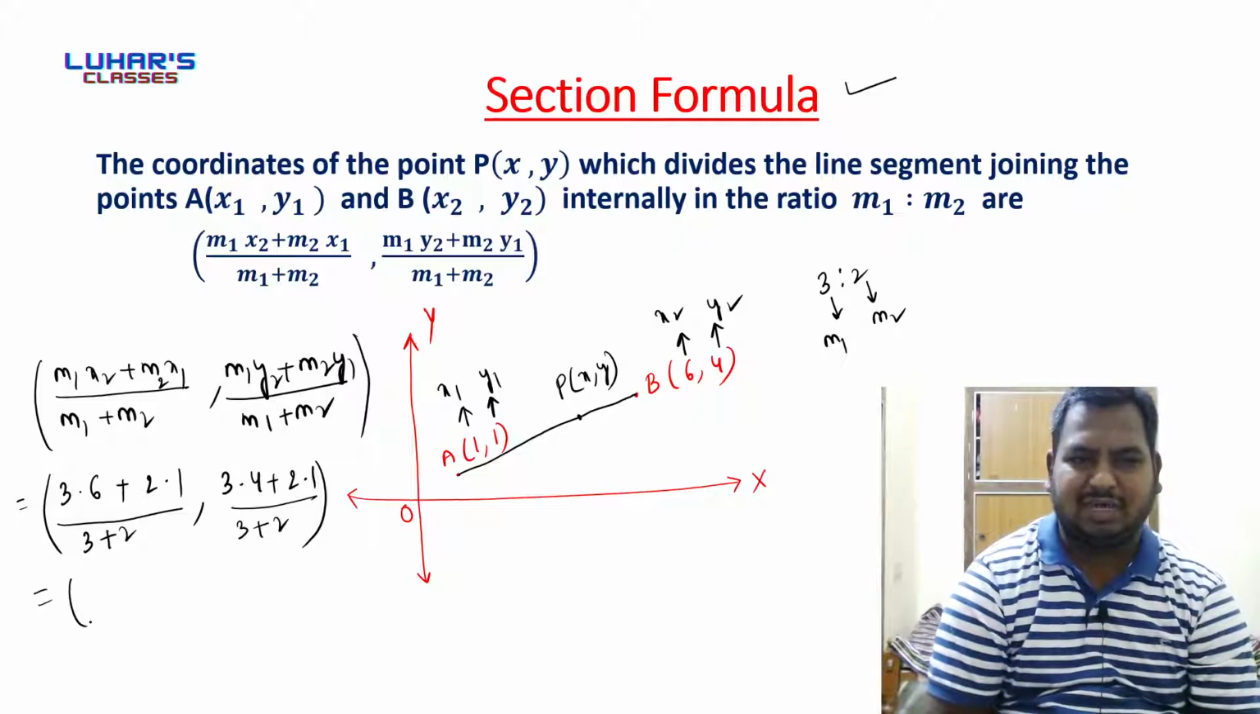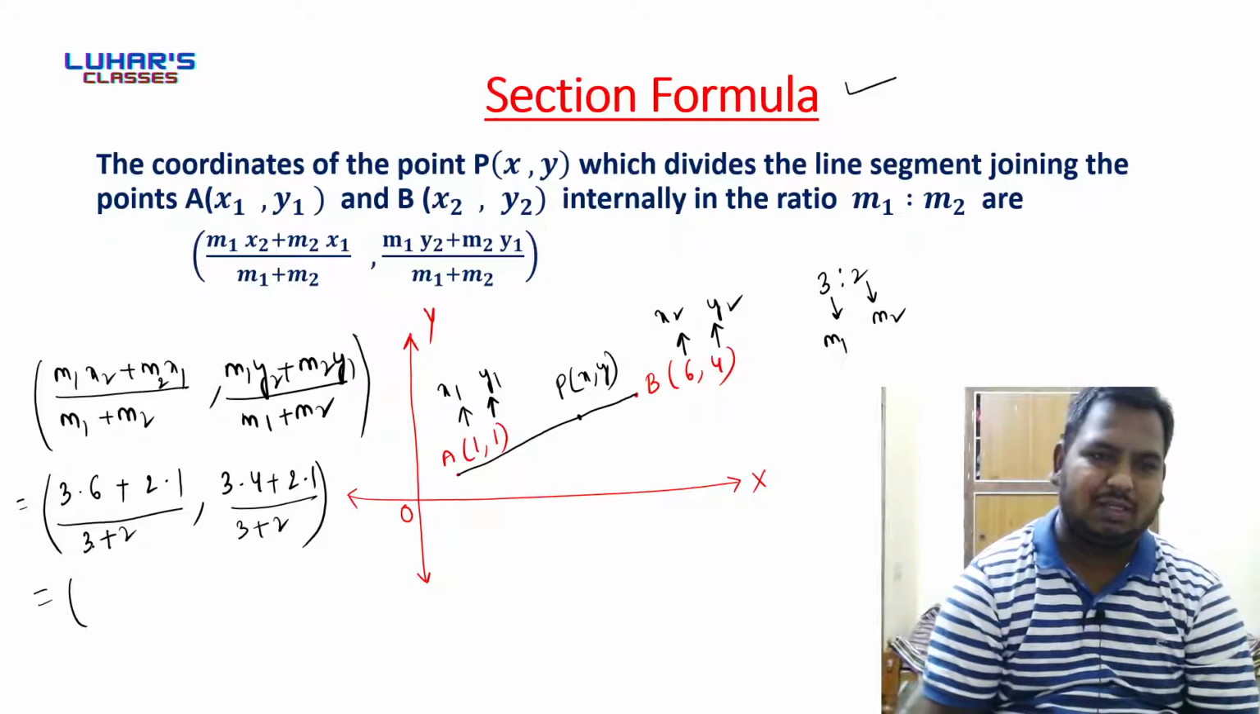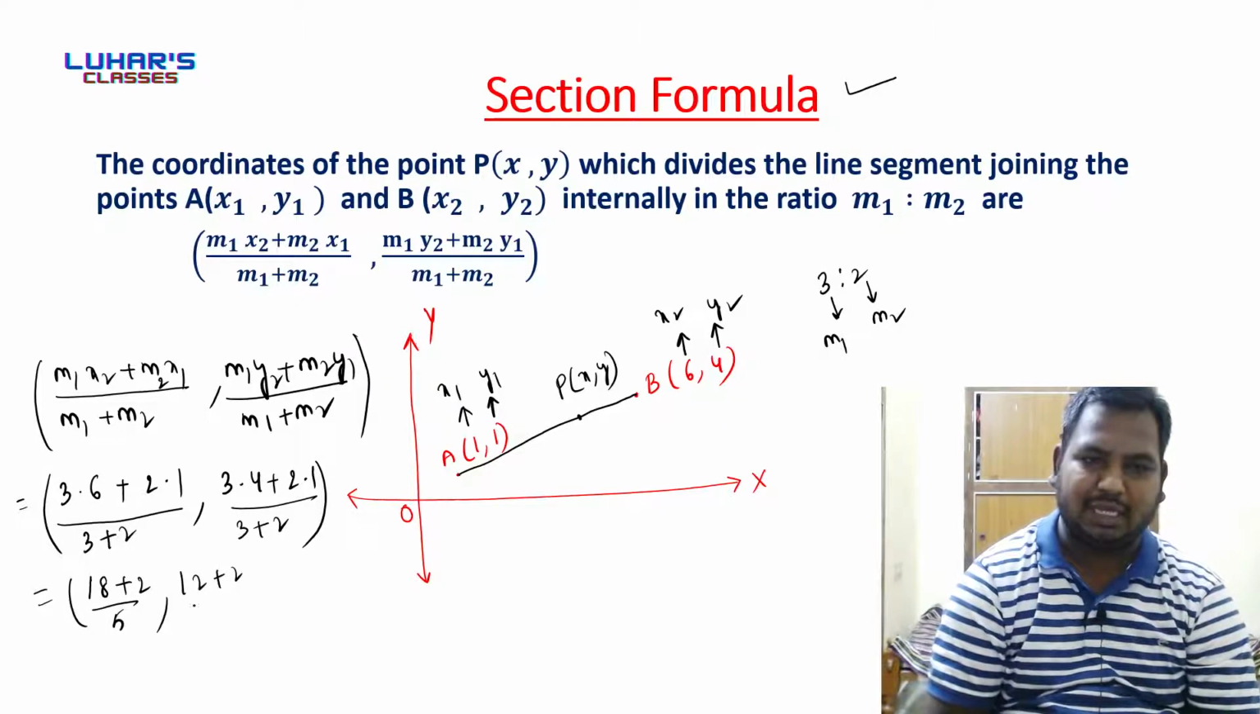Let me cross check values once. m2 x2 x1, x2 is 6, x1 is 1, done. y2 y1, 4 and 1, done. So we'll have 3 sixes are 18 plus 2 ones are 2, over 5. Next, here we'll have 12 plus 2 over 5.